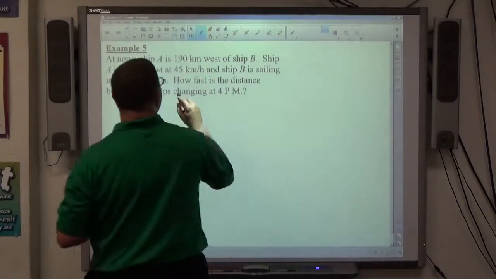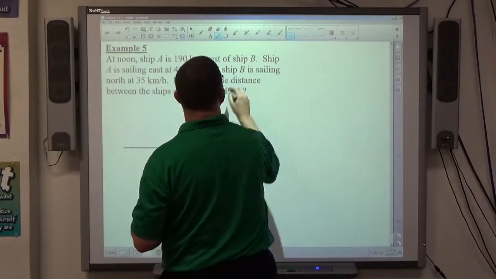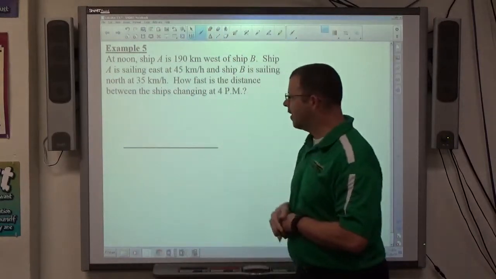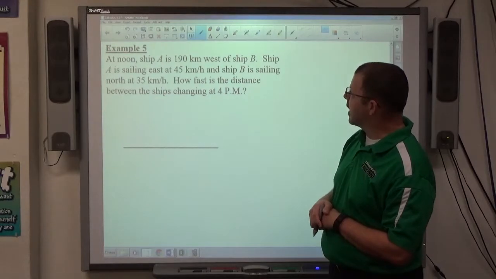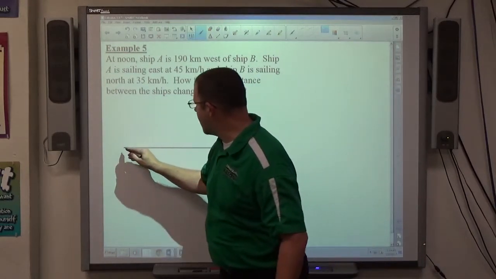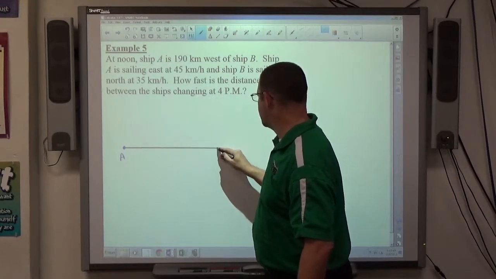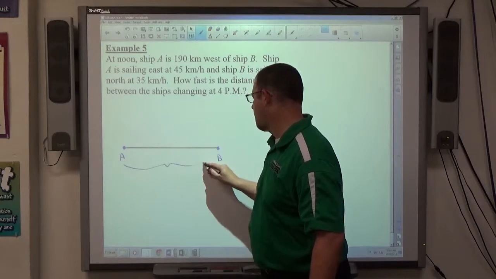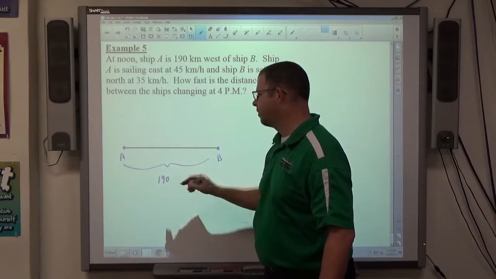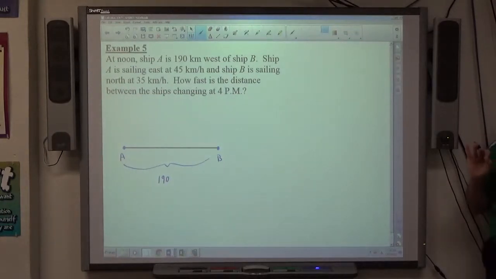So if we take a look at the original scenario, there's a line that's an east-west line right there. It says at noon, ship A is 190 kilometers west of ship B. So let's put ship A right here. And we'll put ship B right here. And we know for a fact that that distance is 190. Now, I put 190 there because that's exactly where they were.